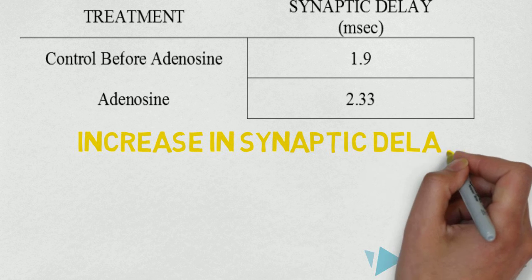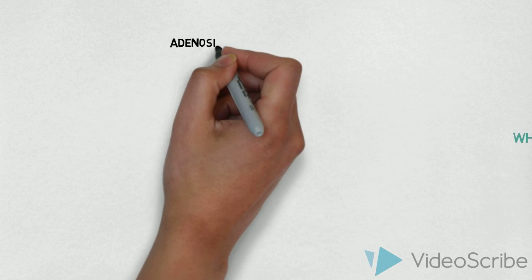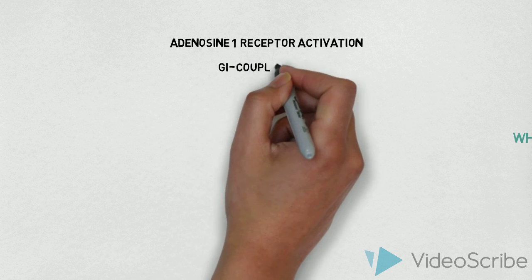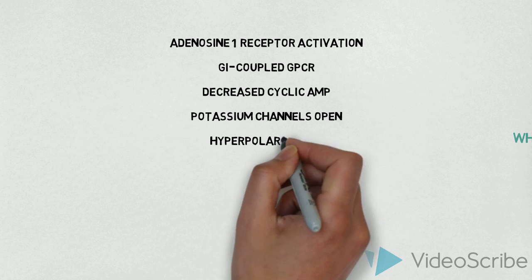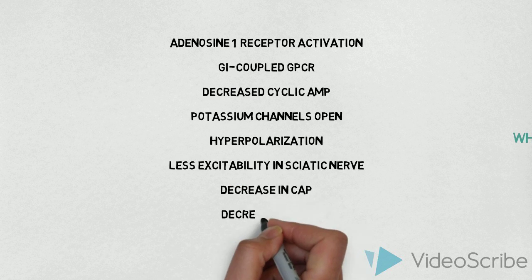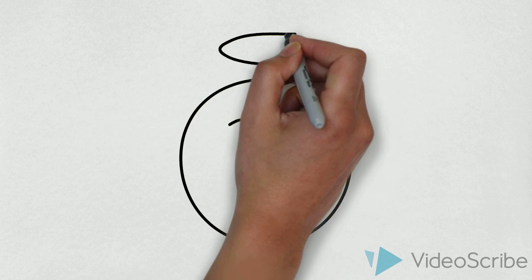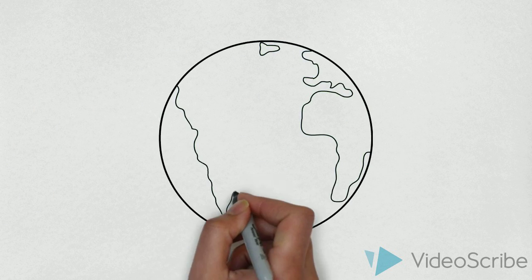This was observed in our data: the max MAP amplitude decreased and the synaptic delay increased. This makes sense because the receptor activation causes a Gi-coupled signal transduction, which causes a decrease in cyclic AMP, which also causes potassium channels to open. This led to hyperpolarization of the presynaptic neuron and decreased excitability.